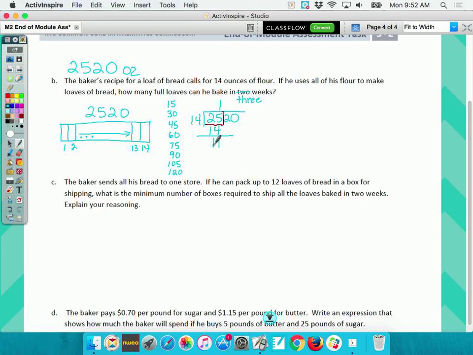What'd you get? 11? Okay, bring down the 2. Okay, so I have the number 112. I know that it would go in 1, 2, 3, 4, 5, 6, 7. But I wonder if I should try 8 since 14 is 1 less than 15. What do you think? Let's try it. 14 times 8. What'd you get? 12.